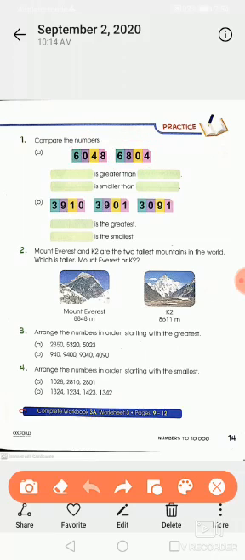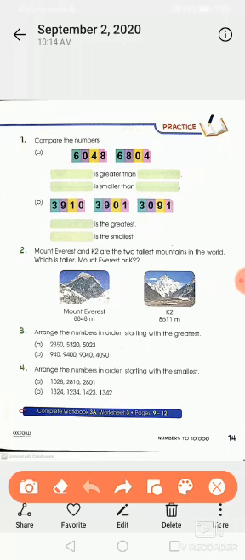So you will write here which value is greater. First you will write 6,804 is greater than 6,048. Downward, you will write the smaller number first, that is 6,048, and the greater number you will write down on the second one, 6,804. In the B part, there are three numbers.